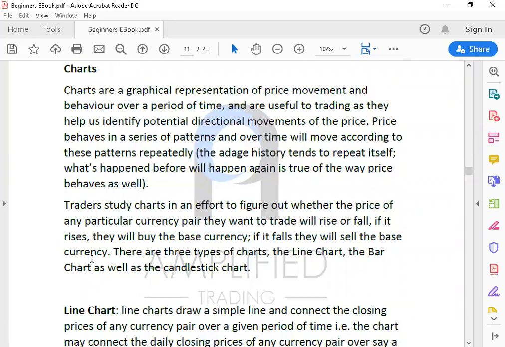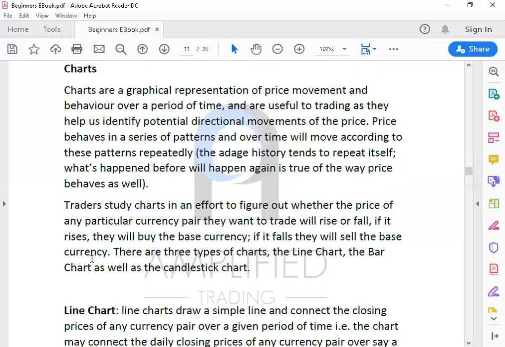Okay, now the charts are graphical representations of price movement. As we'll see, this is the main tool that we're actually going to be using, and it helps us to identify potential directional movements in the price. So the price behaves, as I've always said, in a series of patterns. Now the patterns are repetitive, but they don't come in the same sequence, which means that you might have a pattern where you have 3 days where the market goes up, and then on the fourth day it's going to drop. It's not always going to come in that particular order.